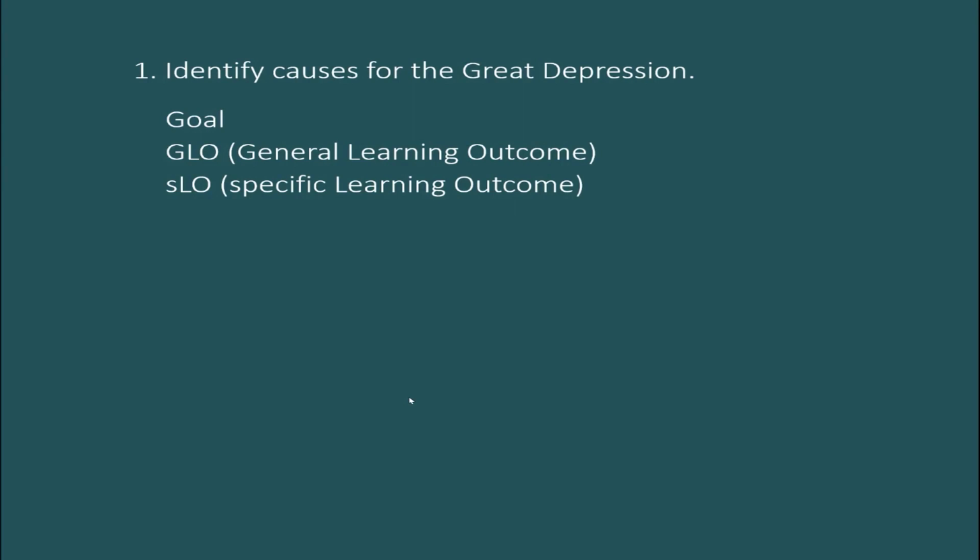Number one, the outcome is identify causes for the Great Depression. So would you classify that as a goal, a GLO, or an SLO? Okay, identify is pretty specific, so if you chose SLO, that would be correct.